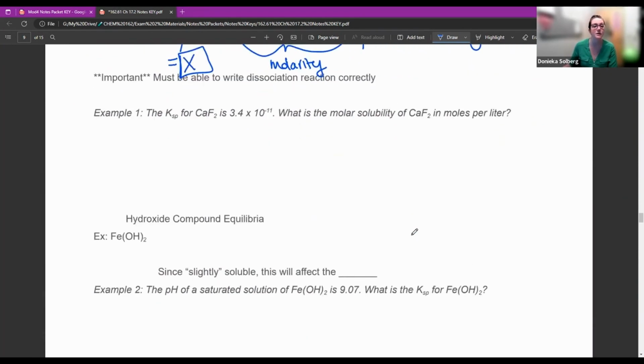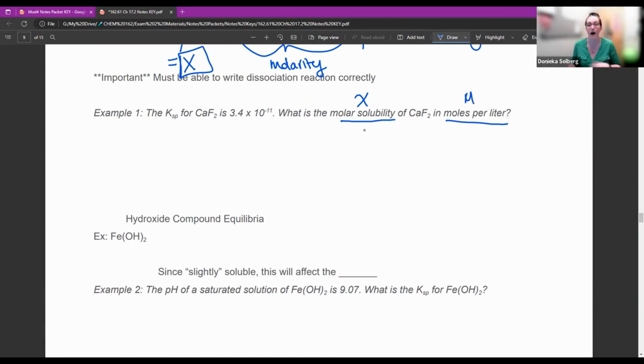Okay, so we're going to do example number 1 here. It says the KSP for calcium fluoride is 3.4 times 10 to the negative 11, so really not very soluble. What is the molar solubility? That means I want to find X of CaF2 in moles per liter, right? That's just molarity, capital M.